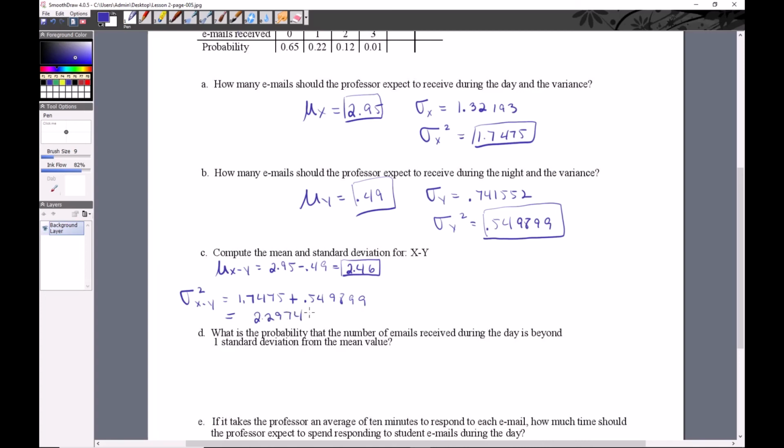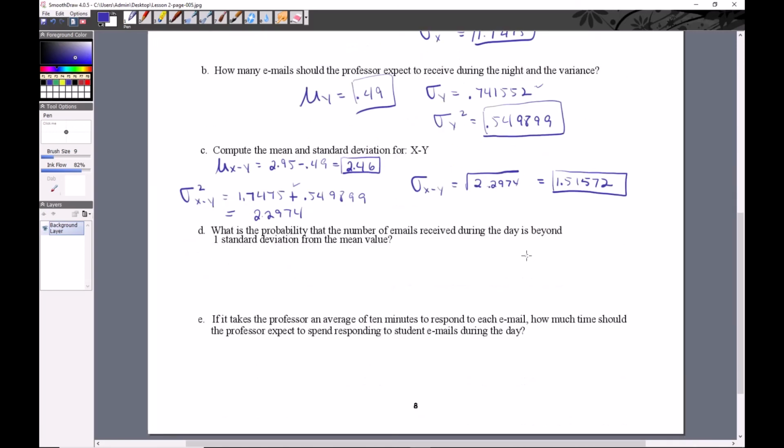Okay? And so the standard deviation will just be the square root of that. So the square root of 2.2974 will give you 1.51572. All right, so make sure you don't mess up on that. And make sure you don't mess up by trying to add this to this. You've got to go through variance first. Okay? Couple of real easy ones, and then we'll be done.